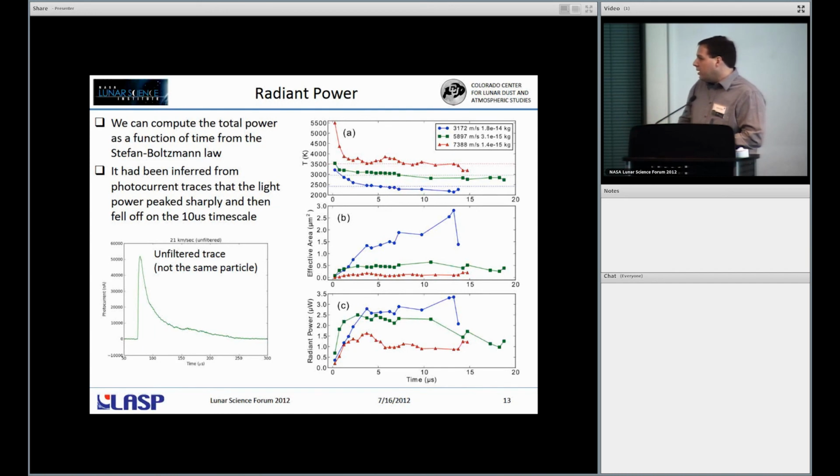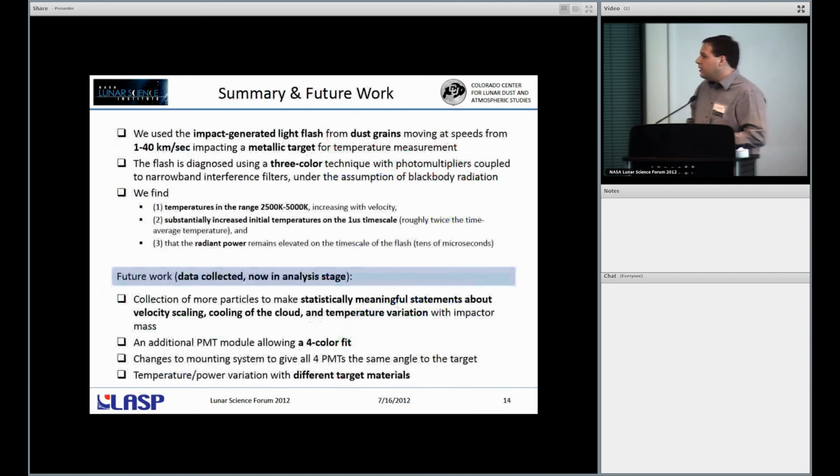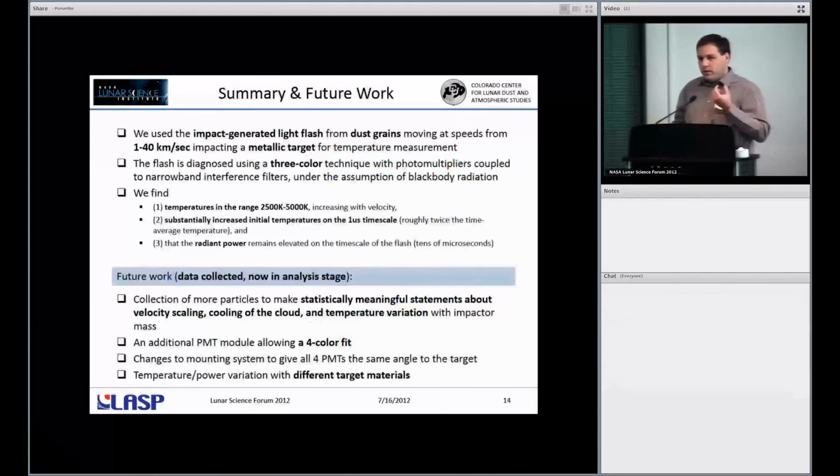And so if you reconstruct the entire blackbody curve, you can actually see that the total amount of energy, including the stuff in the infrared, the power is actually constant for quite a while. And so what this means is that if you want to look at the total light energy emission and the scaling of that as a function of time, as a function of velocity, you should really use the total wavelength integrated signal instead of just the range that the photomultiplier can see.